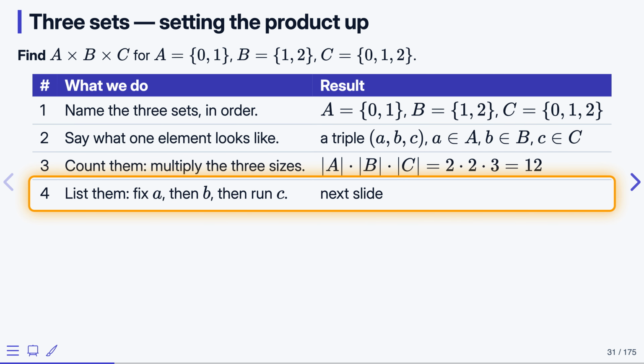Step 4. Now we list them in a fixed order. Hold the first entry, hold the second entry, and let the third entry run. That keeps us from missing one. We do that on the next slide.